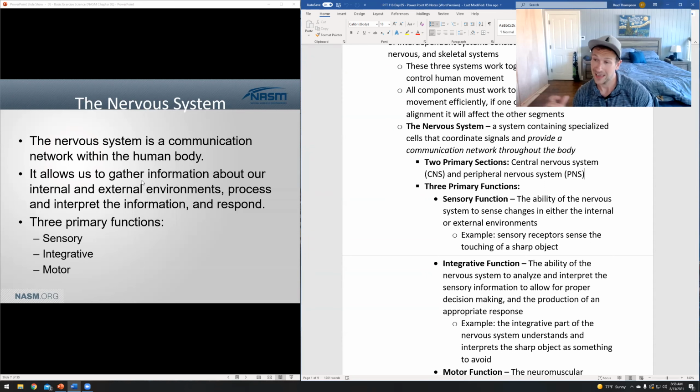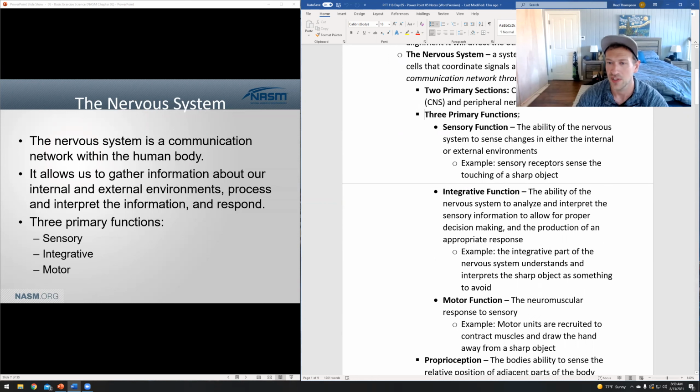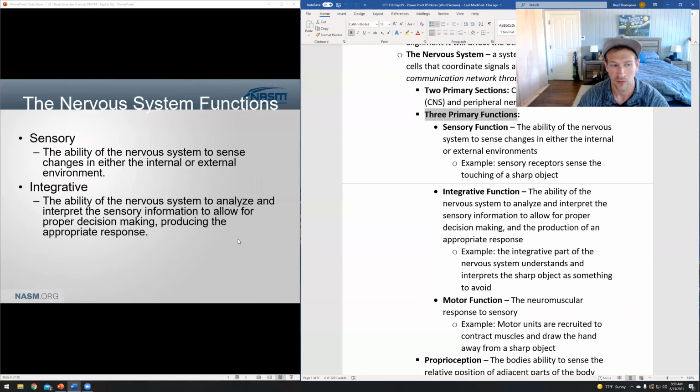So it's going to gather information about the internal and external environment. Then it's going to process that information and say, okay, let's do an appropriate response here. Oh yeah, drop the scissors, and then it will respond. It'll say, all right, what muscles do we recruit to open up the hand? What muscles do we recruit to make this event occur? So if we're breaking this down, the three primary functions of our nervous system here, we are going to see sensory function, we're going to see integrative function, and we're going to see motor function.